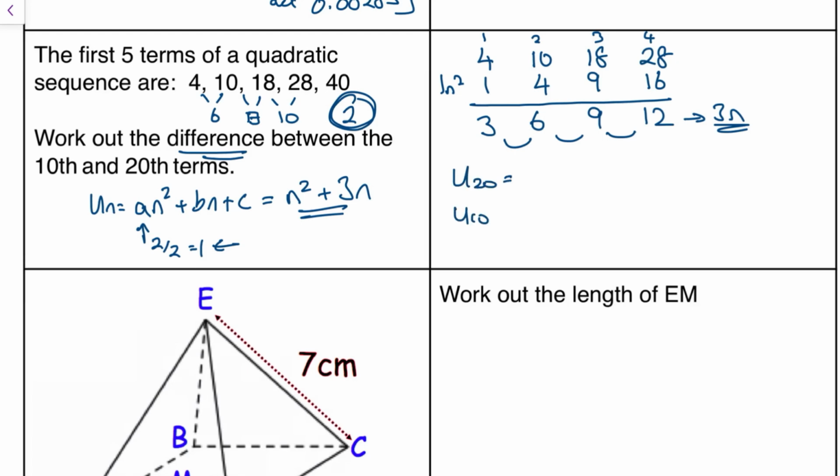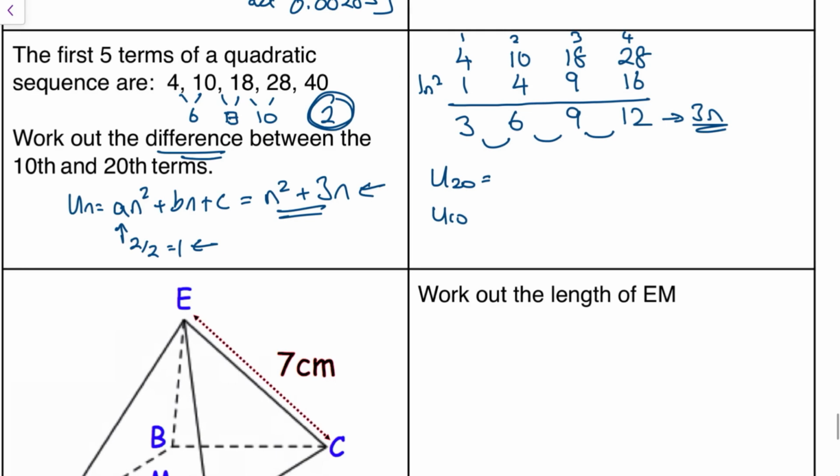So if I get u20, I'm going to put 20 into here, so 20 squared. Let's write it out. So 20 squared plus 3 times 20. Well, 20 squared is 400, and 3 times 20 is 60, so that's 460. And 10 squared, or put in 10, so that's 10 squared plus 3 times 10. And 10 squared is 100, 3 times 10 is 30, so that gives me 130.